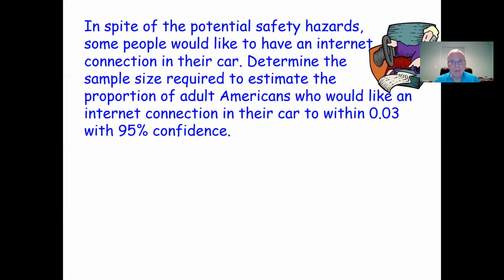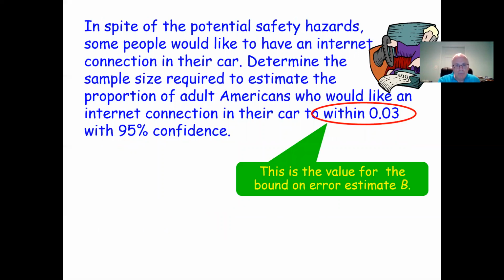Let's just skip that. Here's the example. It says, in spite of the potential safety hazards, some people would like to have an internet connection in their car. Determine the sample size required to estimate the proportion of adult Americans who would like an internet connection in the car to within 0.03. So that's your margin of error, 0.03, with 95% confidence. So 0.95 is your level of confidence. All right? So this is your bound. This is your margin of error.